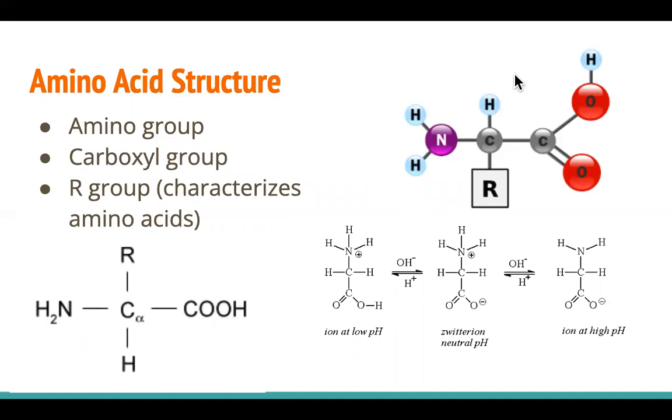Technically, the 4th part is just the hydrogen bonded to the central carbon. Sometimes you'll hear Laura talk about the central carbon as the alpha carbon. So that's just another terminology to be familiar with or just have heard of, so that you're not caught off guard if that ever comes up.